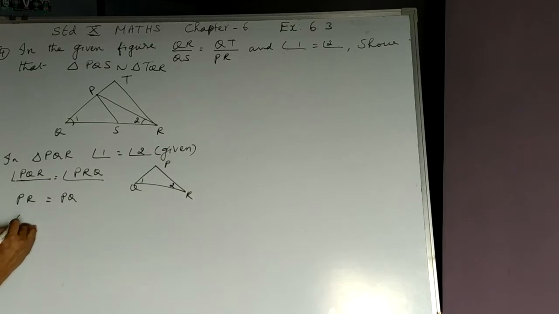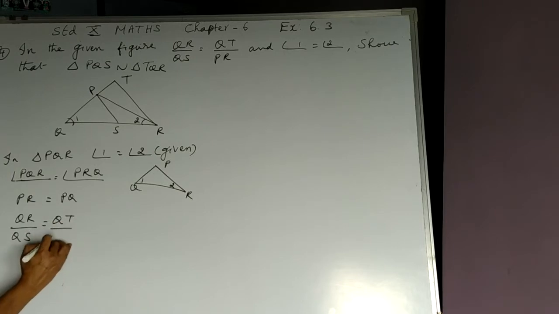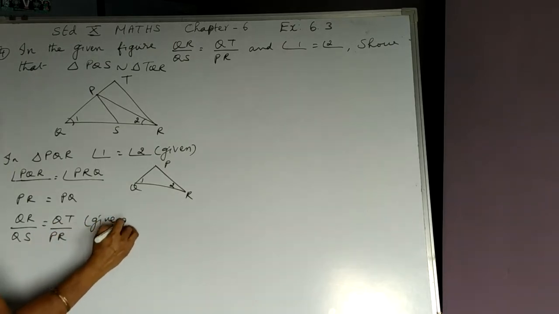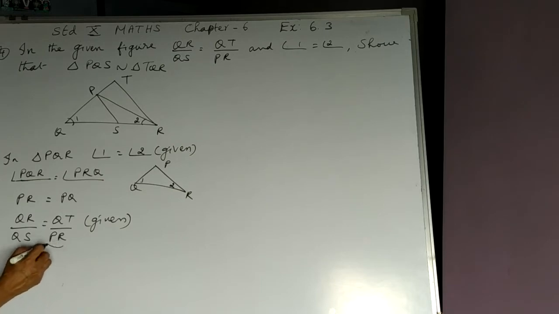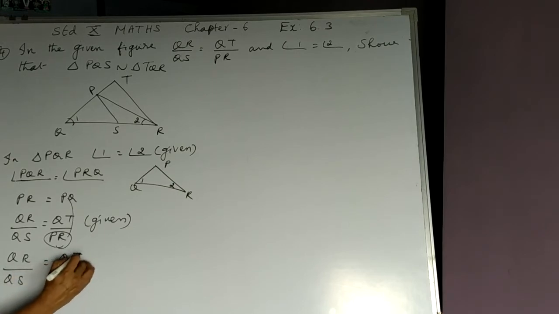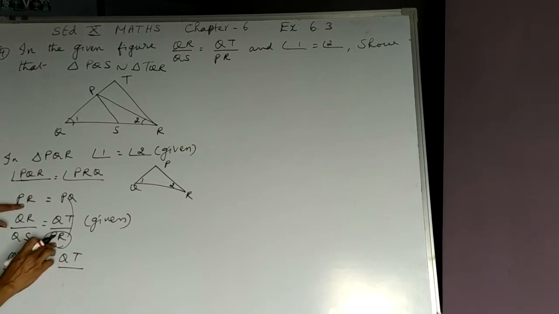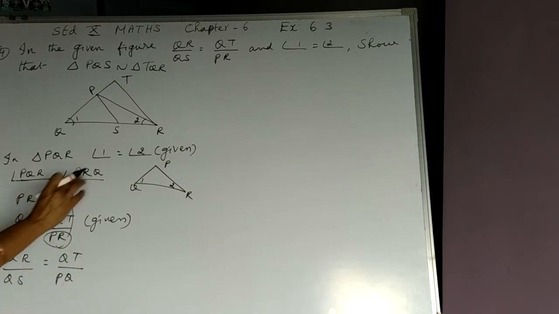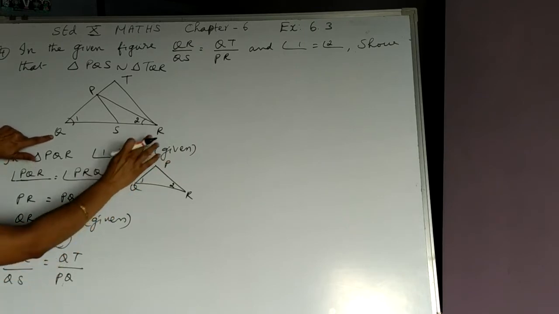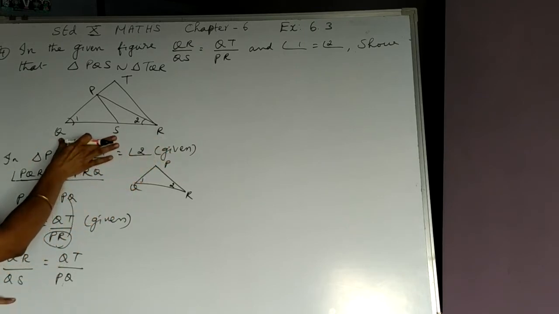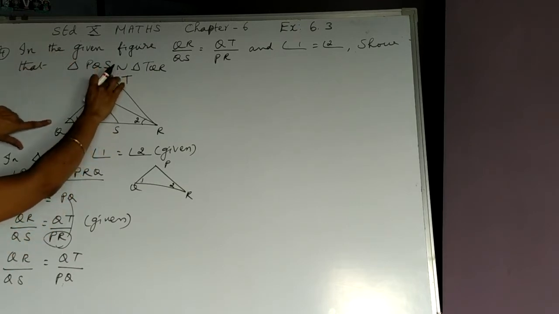Okay, now I will take the ratios which are given in the question. QR upon QS is equal to QT upon PR. This is given in the question. So, this PR and PQ are equal, right? So, in the place of PR, we are going to replace PQ. So, it is QR upon QS is equal to QT upon PQ, right? In the place of PR, we replace PQ.